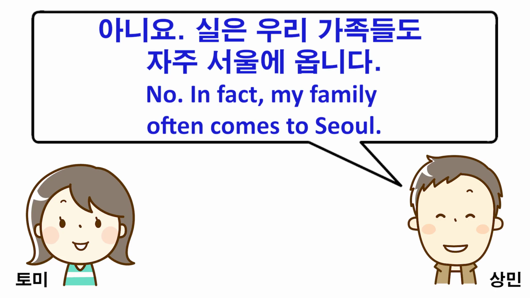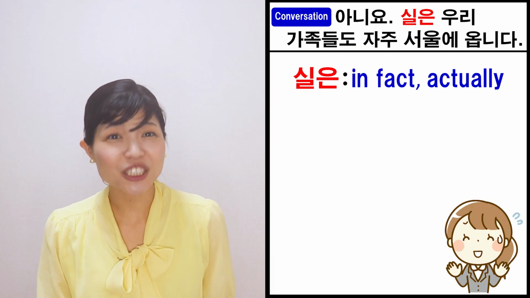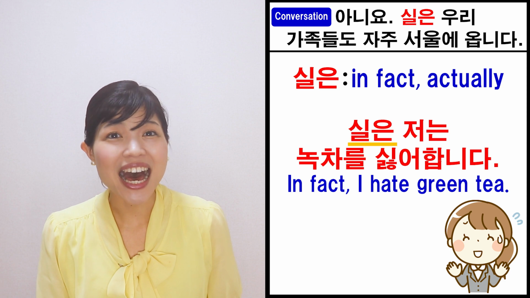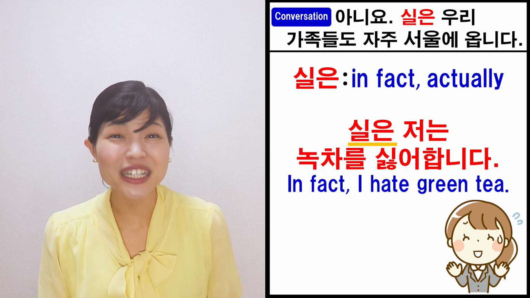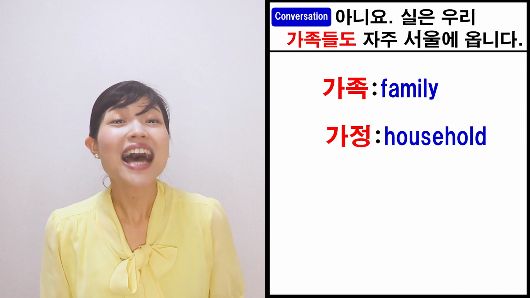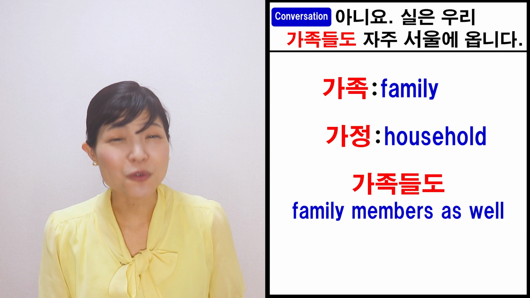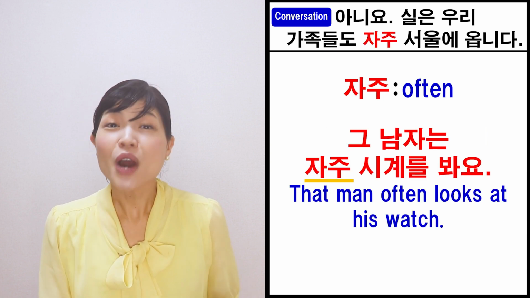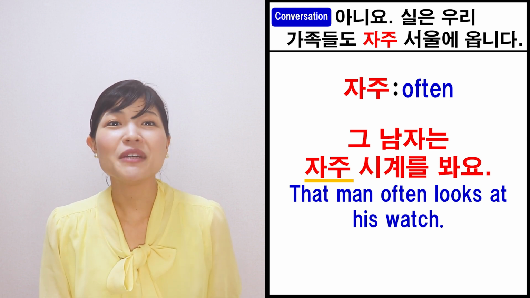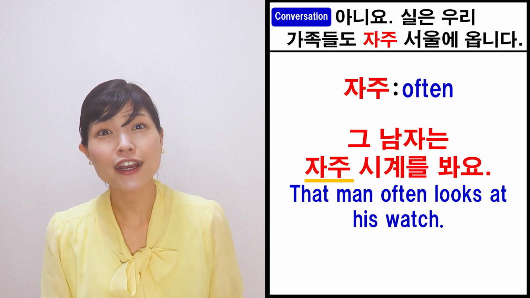아니요. 실은 우리 가족들도 자주 서울에 옵니다. 실은 means in fact or actually. For example, 실은 저는 녹차를 싫어합니다 means in fact I hate green tea. Okay? 가족 is family and 가정 is household. The phrase 가족들도 means family members as well. 자주 means often. For example, 그 남자는 자주 시계를 봐요 means that man often looks at his watch. You don't want a man like this on a date, right? Oh!